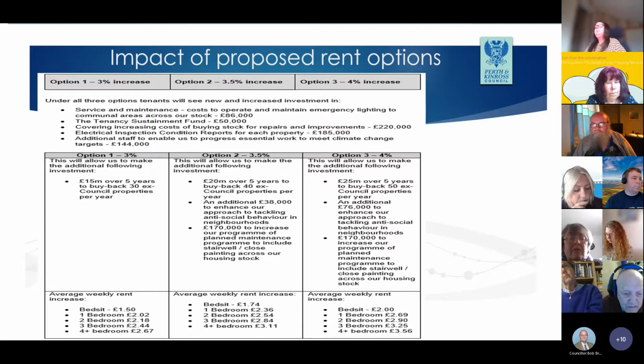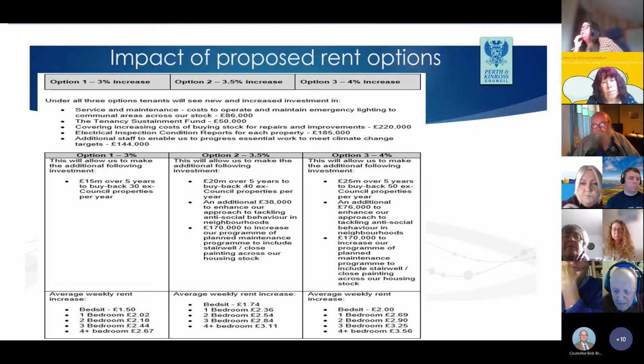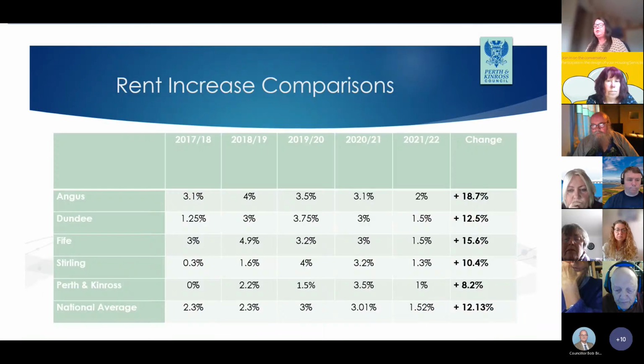Under option 3, a 4% increase, we would be proposing an additional £25 million over 5 years to buy back 50 ex-council properties, an additional £76,000 to enhance the approach to tackling antisocial behaviour, and again £170,000 to increase our programme of planned maintenance and stairwells, close painting across our housing stock. The average weekly rent increase would be from £2 for a bedsit up to £3.56 for a 4-bedroom plus. Go to the next slide, please.